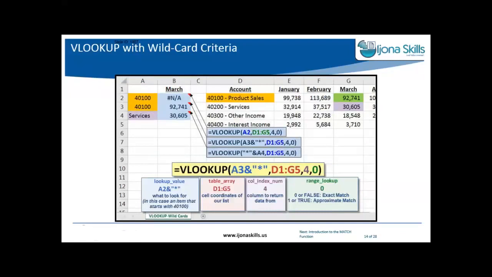And so then I have D1 through G5, which is where I'm looking, returning data from the 4th column, and 0 for an exact match. The asterisk serves as a wildcard, so that changes it to find a match on anything that begins with 40100. And so that can be used when there's other data in the same cell.